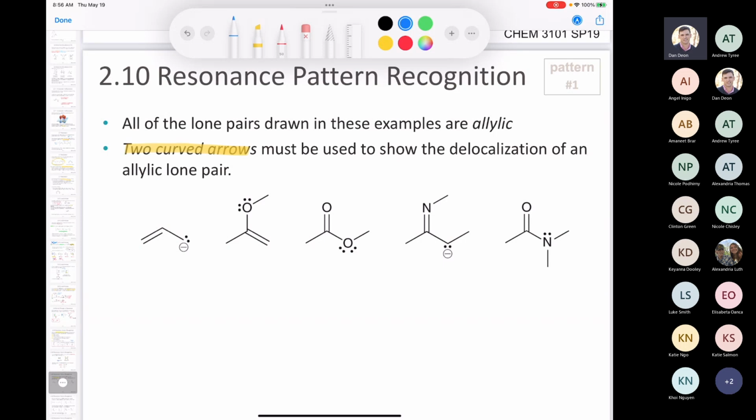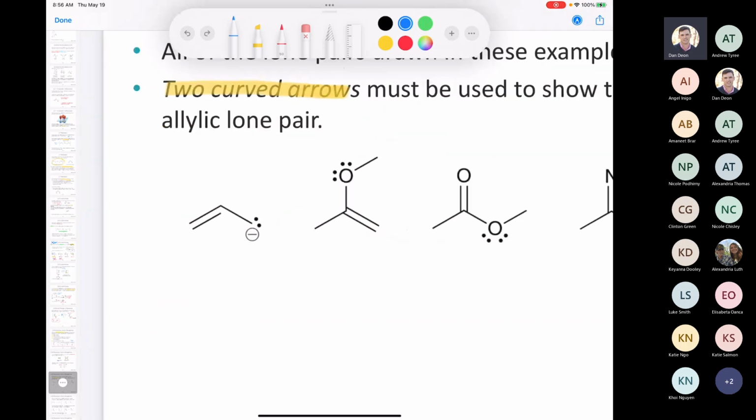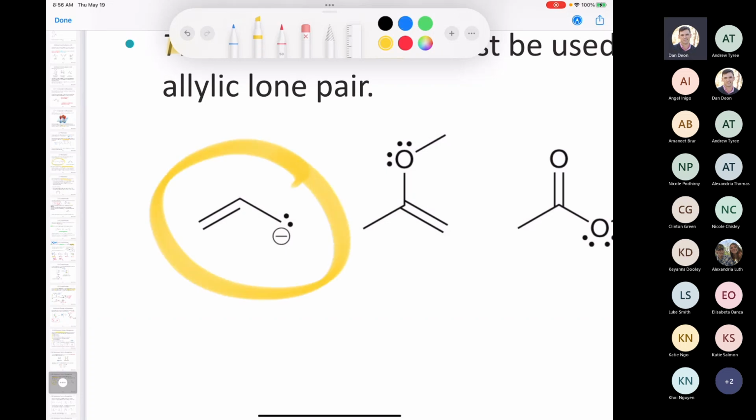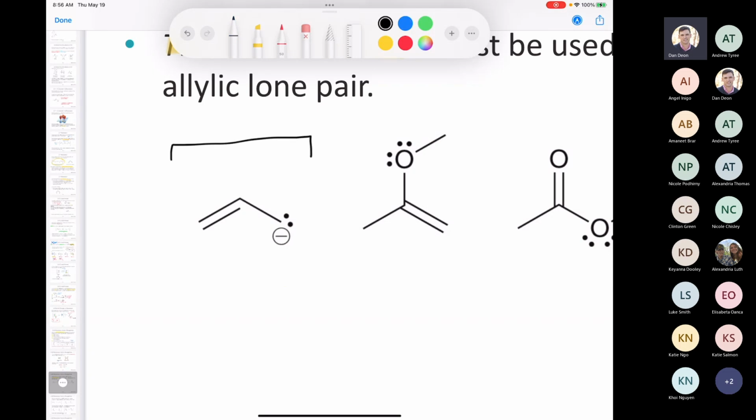Now, normally we write resonance structures going from left to right, just like we read the English language. But since I set this slide up in a funny way here, we're going to draw them going vertically, okay? So let's start with the first one, this guy right here. We're starting right here. We have an allylic lone pair. So I'll draw my closed bracket like this.